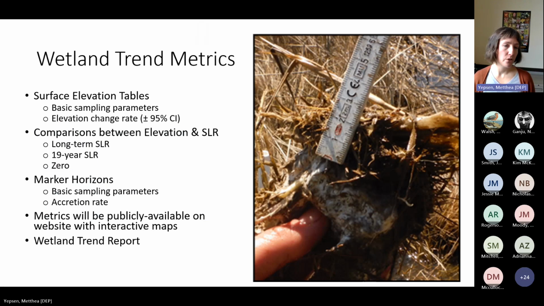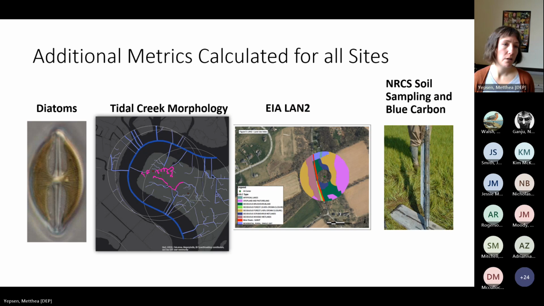So these are some of the metrics that we have been collecting and that will be included in the database. We're hoping that at the end of this year, when we have our first round of big data entry complete and the website is up and running, that we'll also be able to start doing a wetland trend report, a 2-page fact sheet on the status and trends of tidal wetlands across the state of New Jersey that we could update every few years.